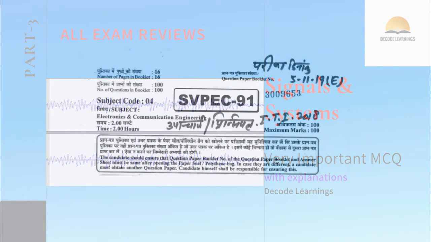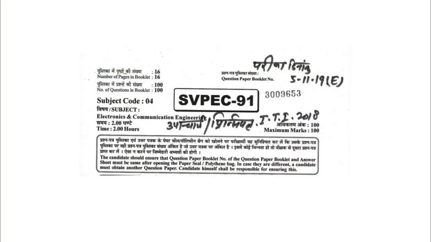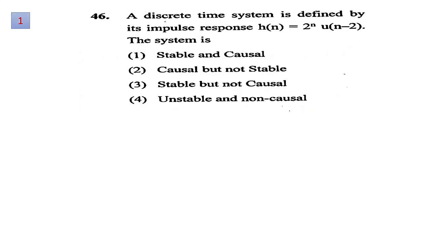We are going to solve the important signals and systems questions. So here in question number 1, it is asked: a discrete time system is defined by the impulse response h[n], which is 2 raised to n times u of n minus 2, and we have to comment whether the system is stable, causal, and so on, out of these four options.